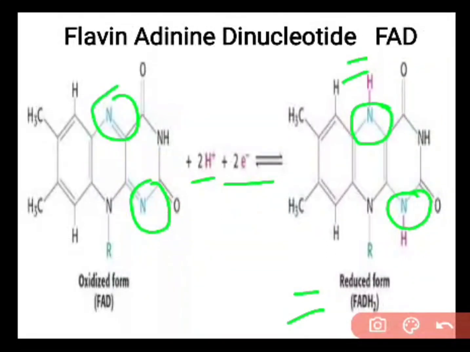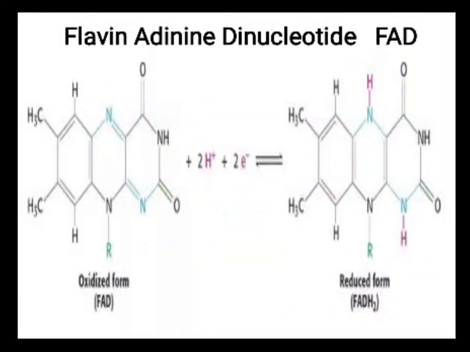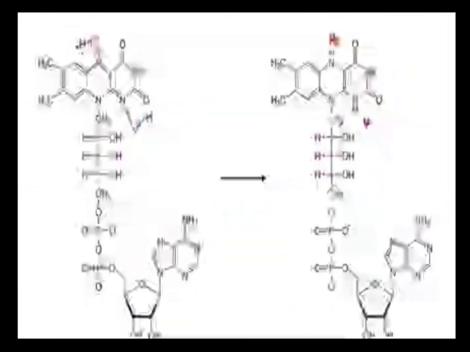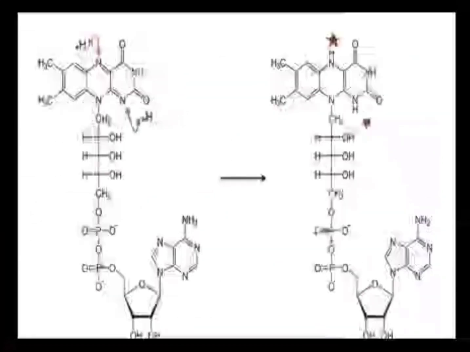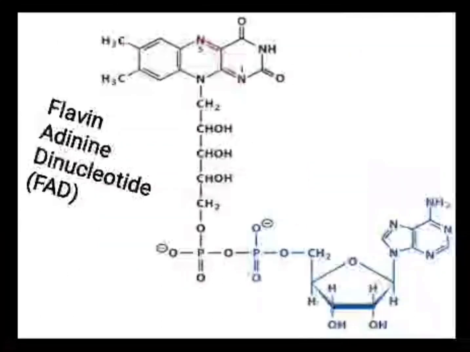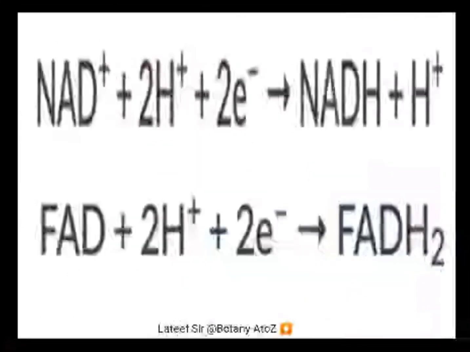On the other hand, as you have seen earlier, NAD positive can accept only 1 hydrogen. As a result, it gets converted into NADH. The remaining proton remains as such. So in today's video, we have discussed the structure of 2 coenzymes, NAD and FAD. We have seen the structural differences between the two, and we have also discussed why NAD positive gets converted into NADH and not NADH2 when provided with 2 electrons and 2 protons, but FAD gets converted into FADH2 when provided with the same number of electrons and protons.